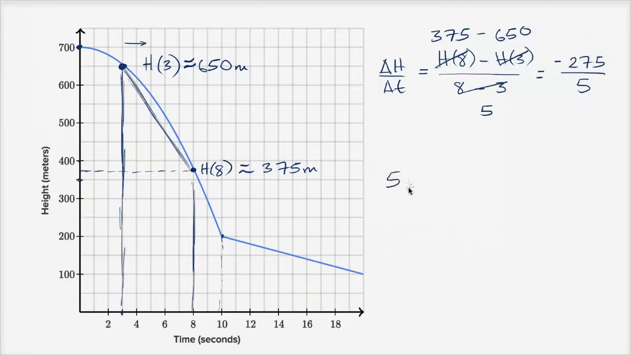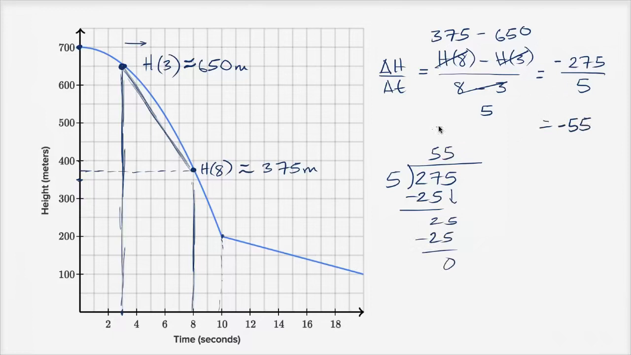All right, so let's just figure out what this is. I'll just figure out what 5 goes into 275, and then we can remember the negative. 5 goes into 27 5 times. 5 times 5 is 25. Subtract, we get a 2, bring down a 5. 5 goes into 25 5 times, and we're not going to have a remainder. So this is going to be equal to negative 55. And the units, her height is given in meters.